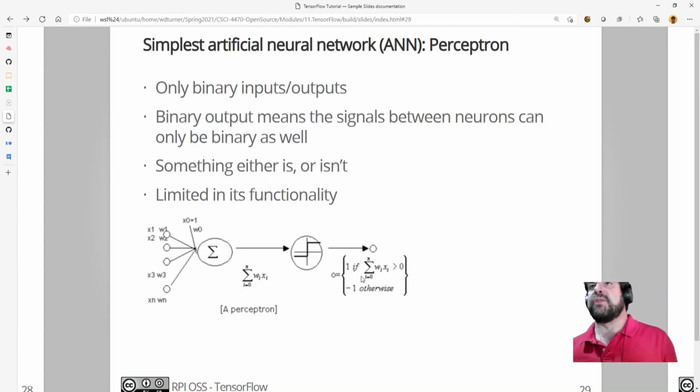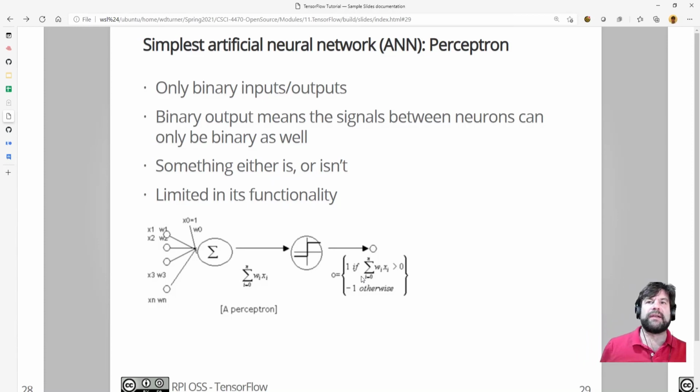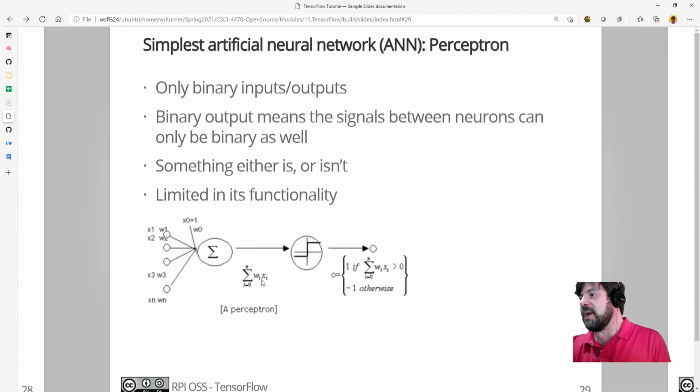We can use a couple of different models for our neurons. A perceptron is basically a 0-1. So that means the signals between neurons can only be binary as well. It either is or it isn't, right? So if all of the inputs to a node with all the weights sum up enough, then it outputs a 1. Otherwise, it outputs a 0. And that's just a really simple model. It's this kind of disjoint graph, 0 until it reaches the threshold, and then 1.